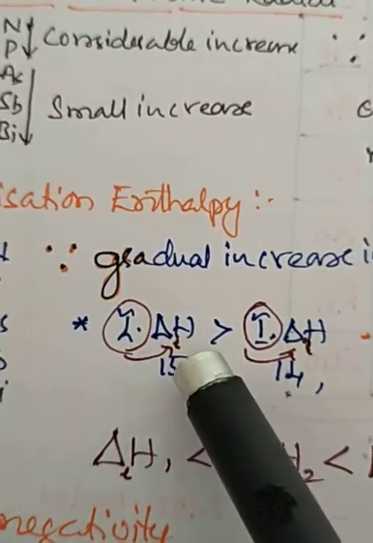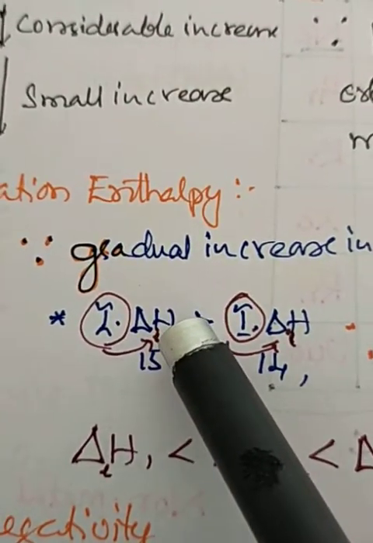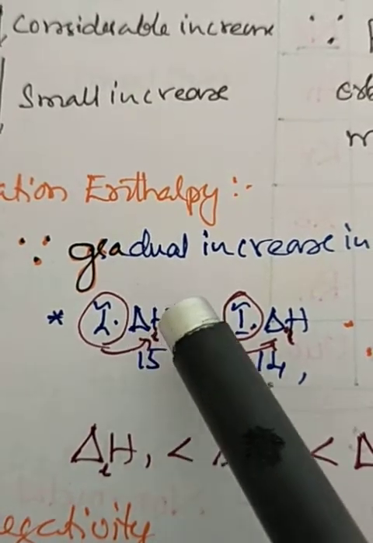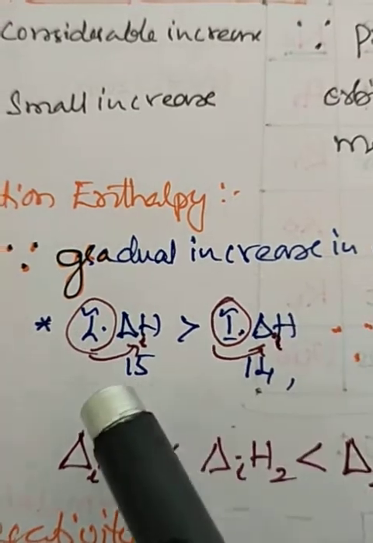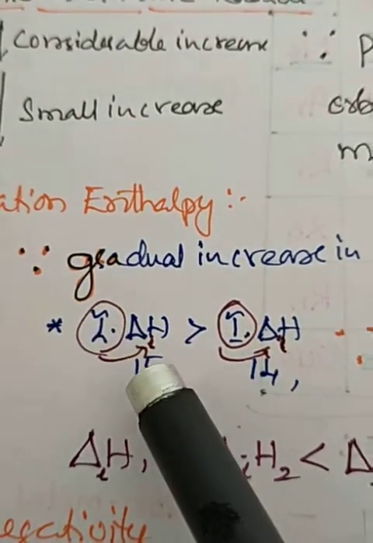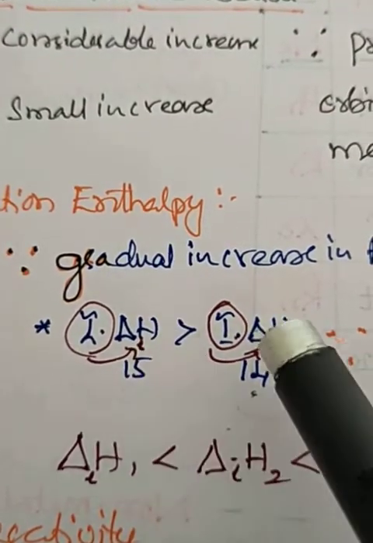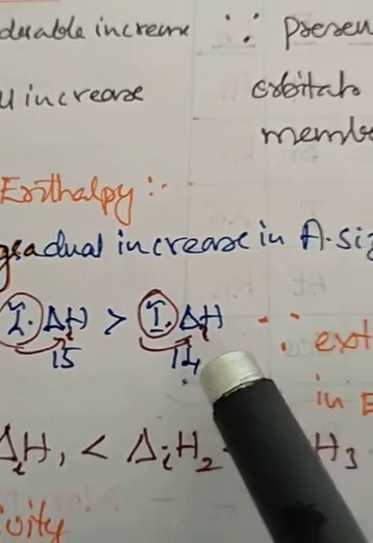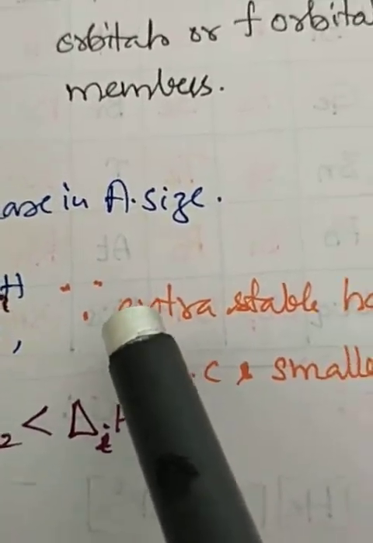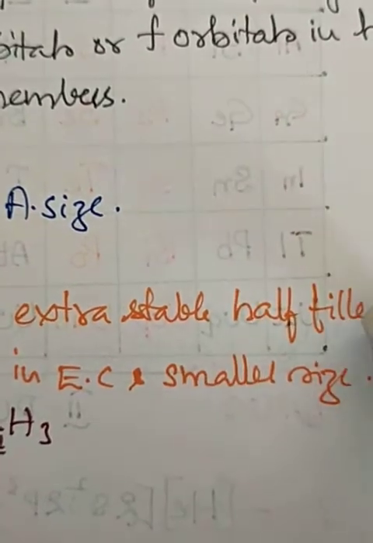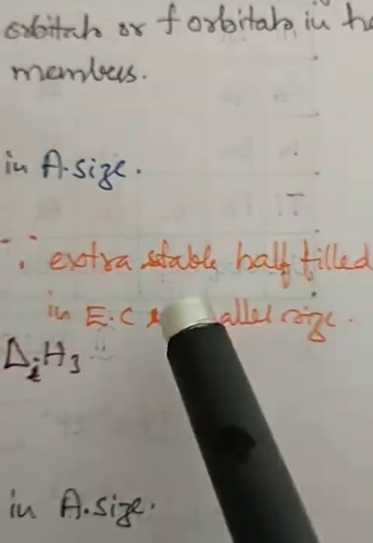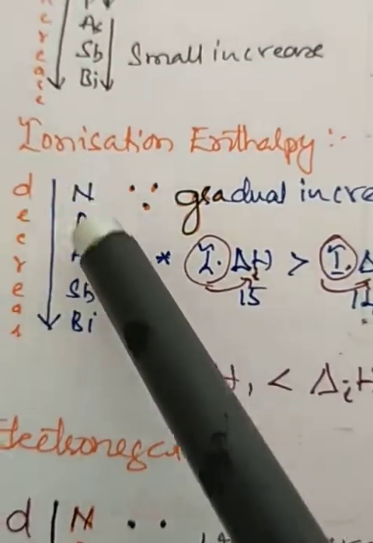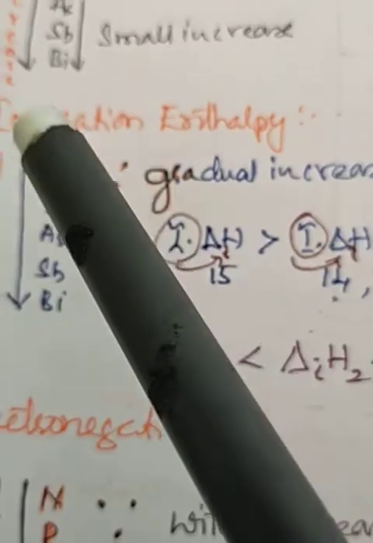So come to this one. Here ΔiH means ionization enthalpy. The ionization enthalpy of 15th group elements is greater than the ionization enthalpy of 14th group elements. What is the reason? Extra stable half-filled p orbitals in the electronic configuration. That's why ionization enthalpy increases above the group and decreases down the group.